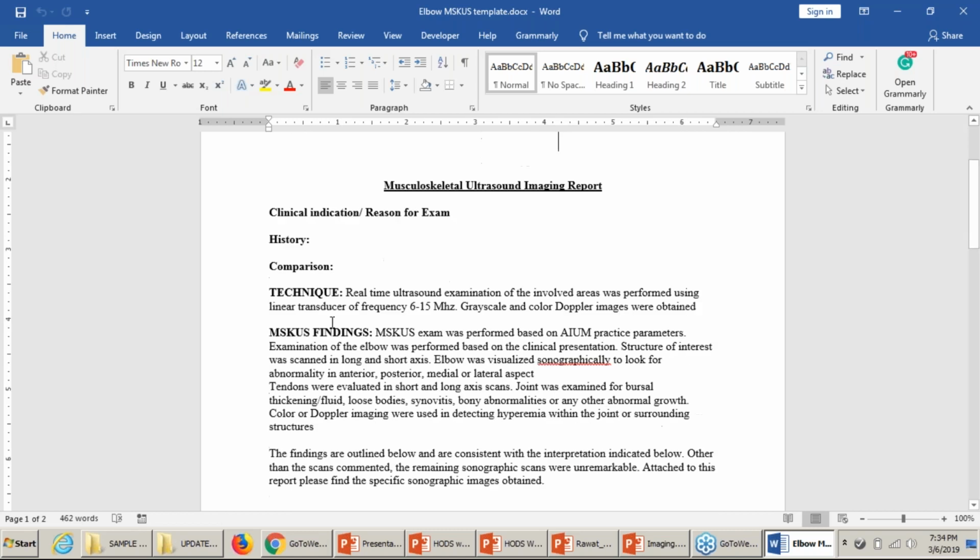you'll use that. Then after the technique, you will see under findings, it's a common text which is more comprehensive. So we are saying that we are looking at anterior, posterior, medial, and lateral aspects. We're looking at the tendons in long and short axis. We're looking at the joint for any abnormality like excess fluid, loose bodies, synovitis, bony abnormality, and we are also using color Doppler. So this paragraph pretty much sums up and says that you are doing a complete examination. So this template is meant for a complete exam, which is CPT code 76881, which is a complete exam.